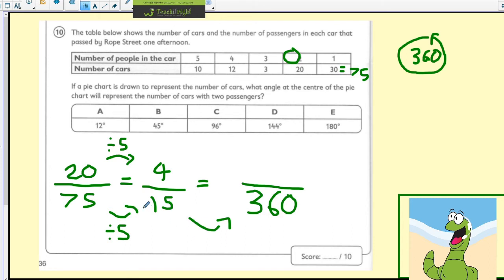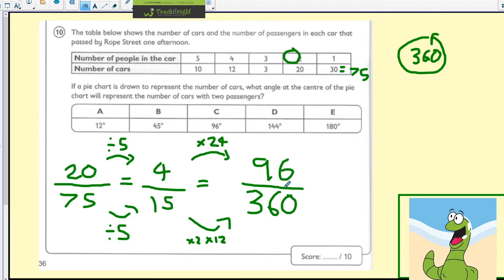So now I need to think, well, how am I going to get from 15 to 36? Well, a couple of ways of doing it. The way I'm planning to do it is, if I times it by 2, I'd get to 30. And then times 30 by 12, I'd get to 360. So what's the same as timesing by 2 and timesing by 12? Well, that's the same as timesing by 24. So 4 times 24 equals 96. And again, so timesing by 4, double it again. So 48 and 48 doubled is 96.